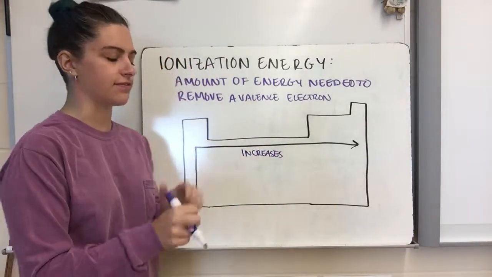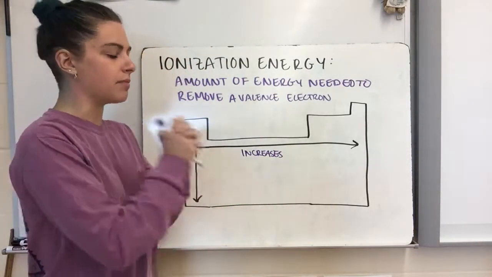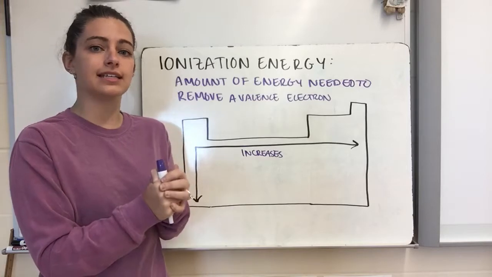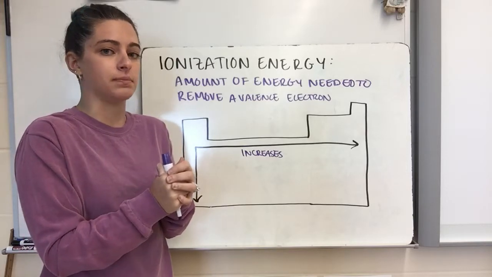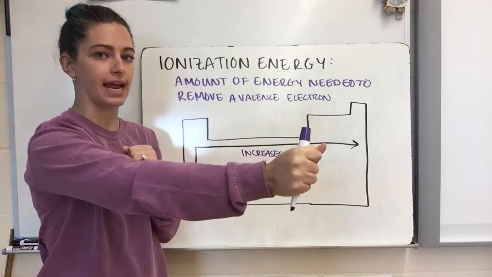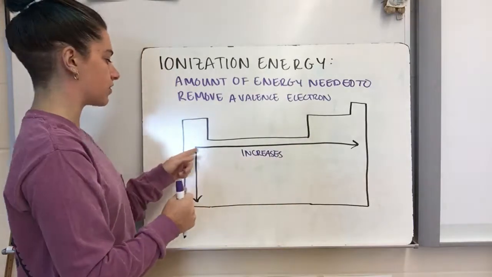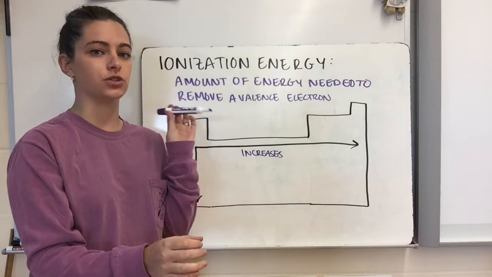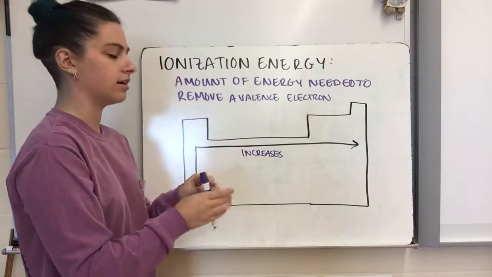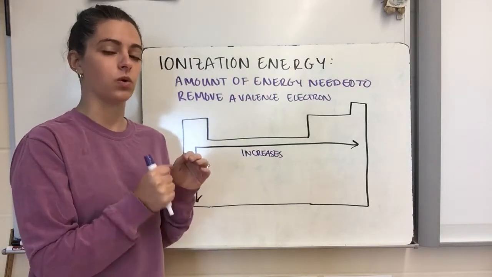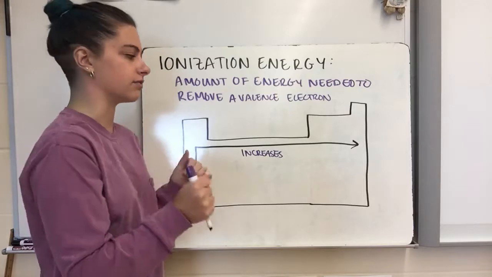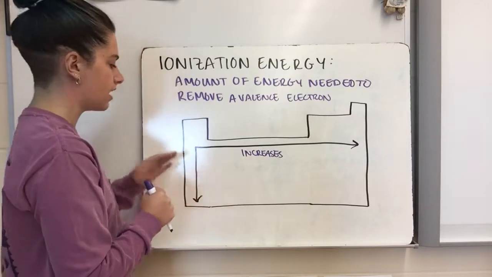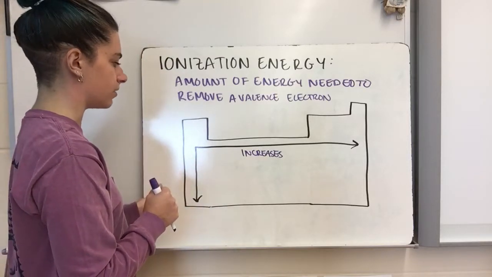If I think about it, if I have this marker and I'm holding it really tight, it's going to take somebody a lot of energy to be able to remove that marker from my hand. However, if I'm over here and I'm not holding onto it as tightly, it's not going to take as much energy to remove the marker from my hand. But as I hold it more tightly, as I hold it closer, it's going to get harder and therefore require more energy. As we move from top to bottom, it's the opposite.